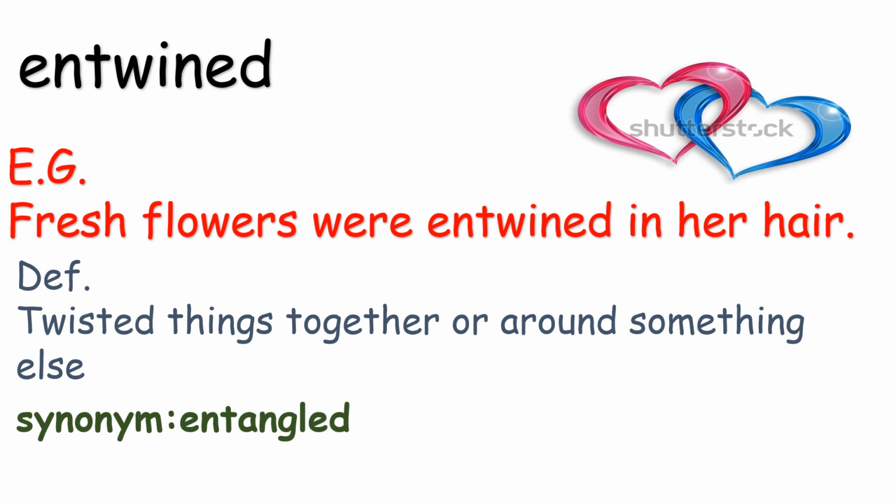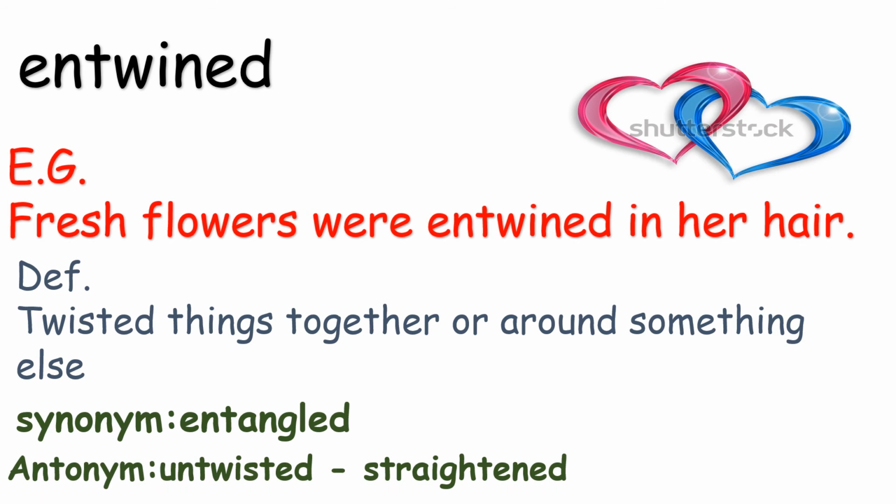So entwined means twisted or entangled. And the antonym is untwisted or straightened. So again, entwined means twisted or entangled. And the antonym is untwisted or straightened.